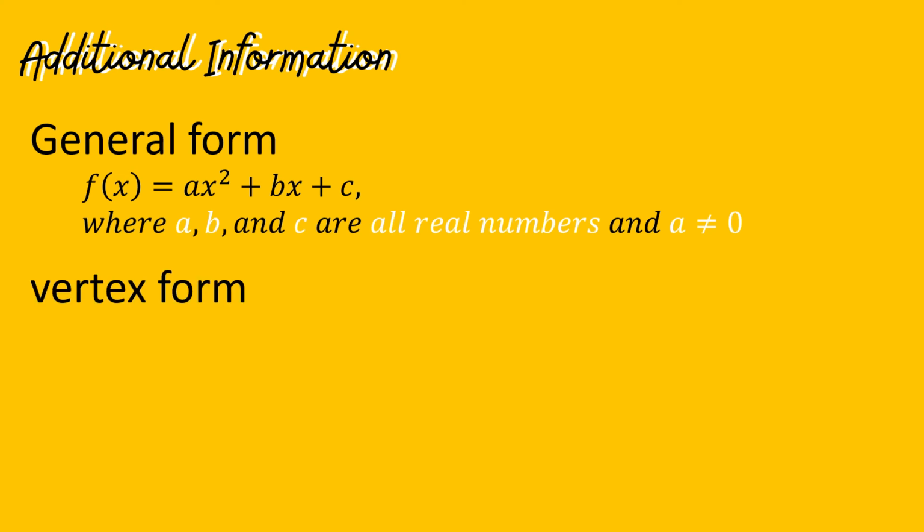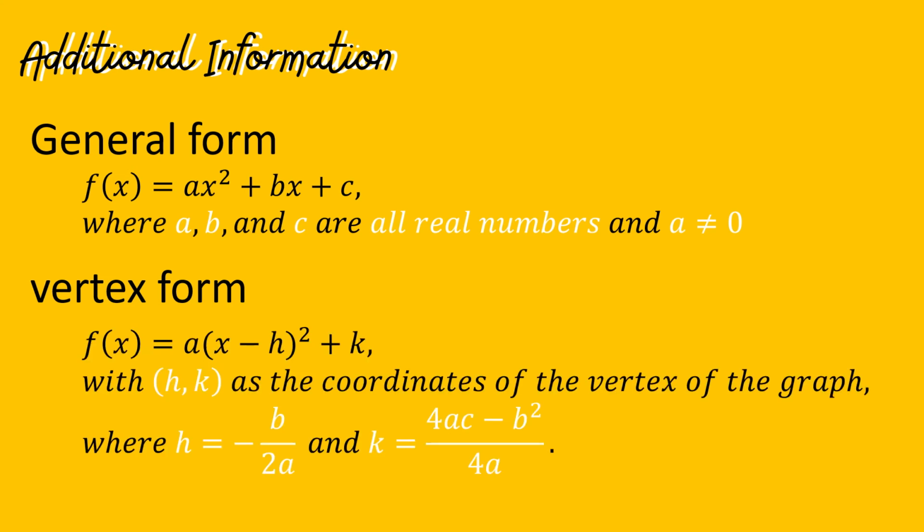We also have here the vertex form, which looks like f of x is equal to a, x minus h squared plus k, with h, k as the coordinates of the vertex of the graph, wherein ang value daw ng h natin is equal to negative b over 2a, and ang value ng k natin is 4ac minus b squared all over 4a.